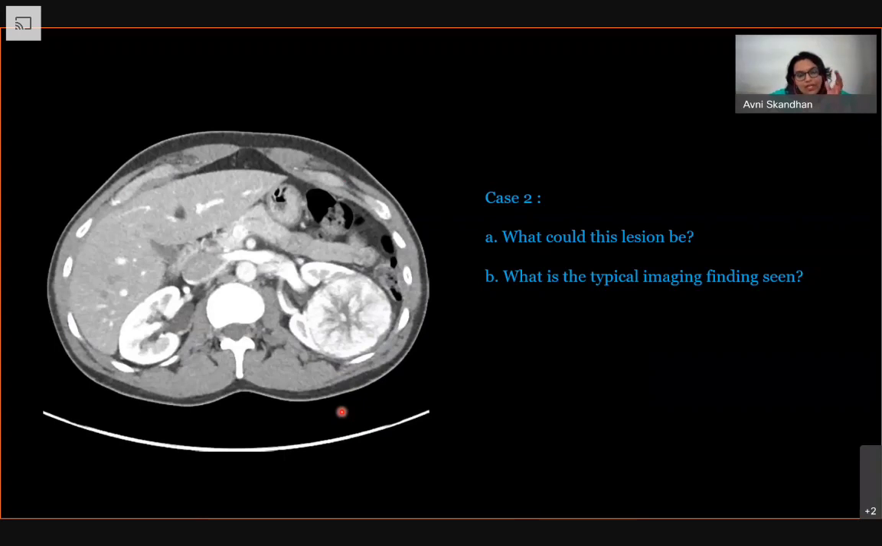Now, you're seeing a lesion, which is very obvious. Nobody needs to search for it. It can have differentials, but I want you to say what is the first thing that comes in your mind when you see this, and what is the typical imaging finding that you will describe here.